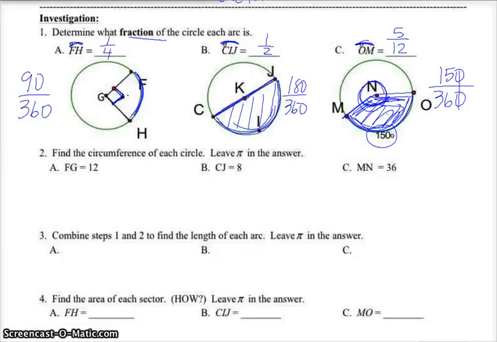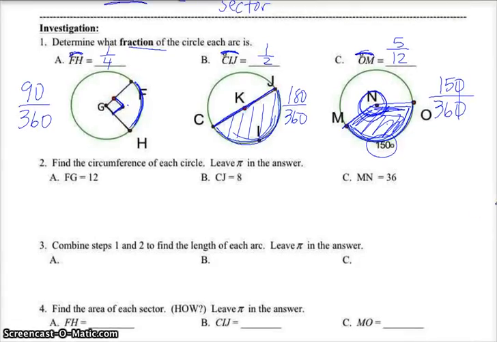Okay, now what if I asked you to find the circumference of each circle? So let's pretend here that this length is 12 units. Then what would the circumference be? The circumference is 2 times pi times r. So the circumference is just 24 pi.